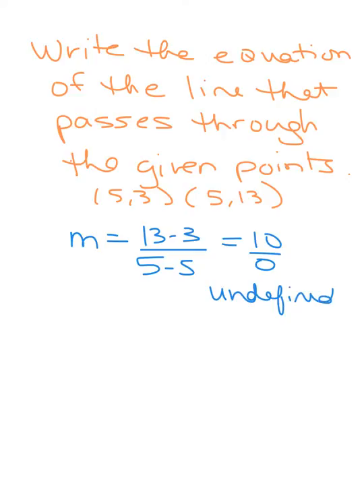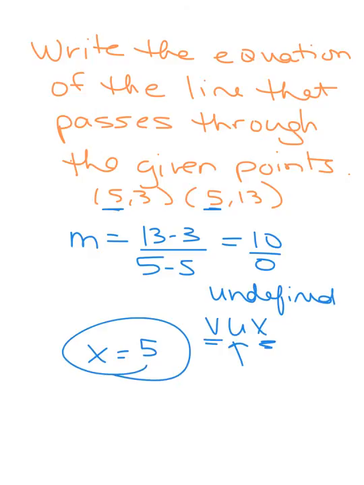We've talked about this earlier. That means it's an undefined slope, so I know it's a vertical line with an undefined slope, and my equation is x is equal to a number. I need to figure out what number that is. If I go back to my points, I notice that each point has a 5 as its x-coordinate. So the equation of that line is x is equal to 5.